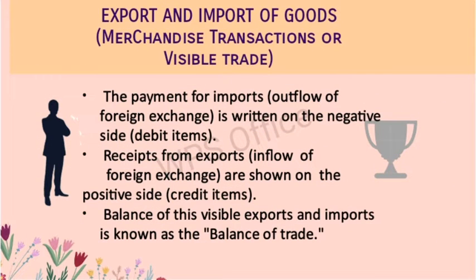Next, export and import of goods. The payment for imports, that is outflow of foreign exchange, is written on the negative side. Receipts from exports, which create inflow of foreign exchange, are shown on the positive side, that is credit items. Balance of this visible exports and imports is known as the balance of trade.